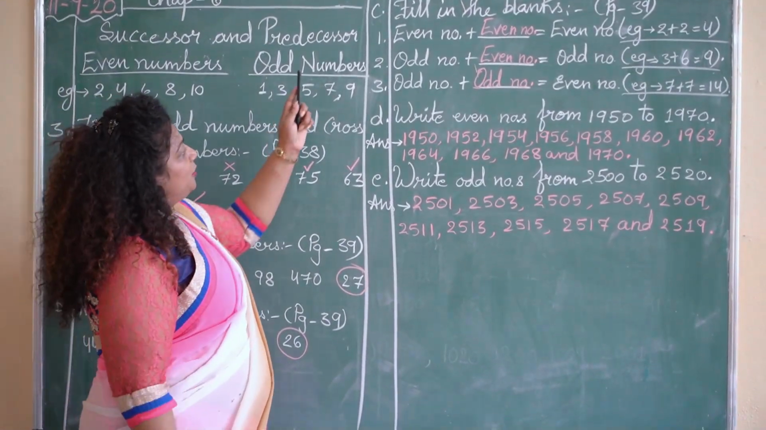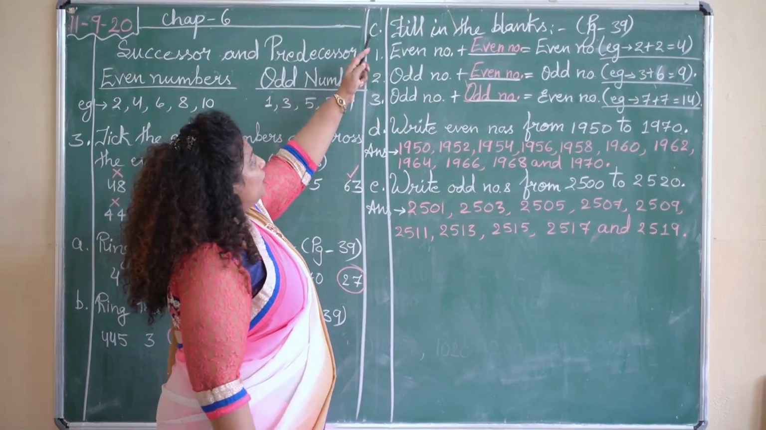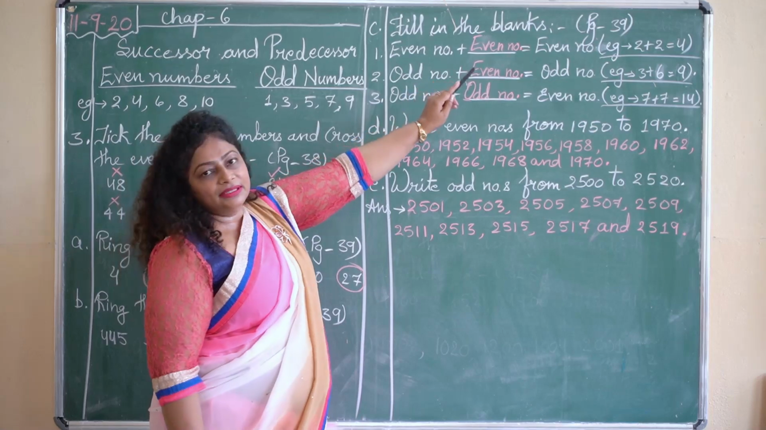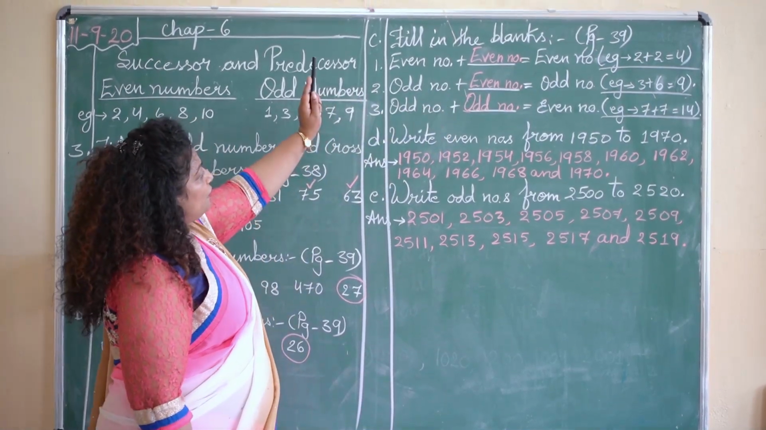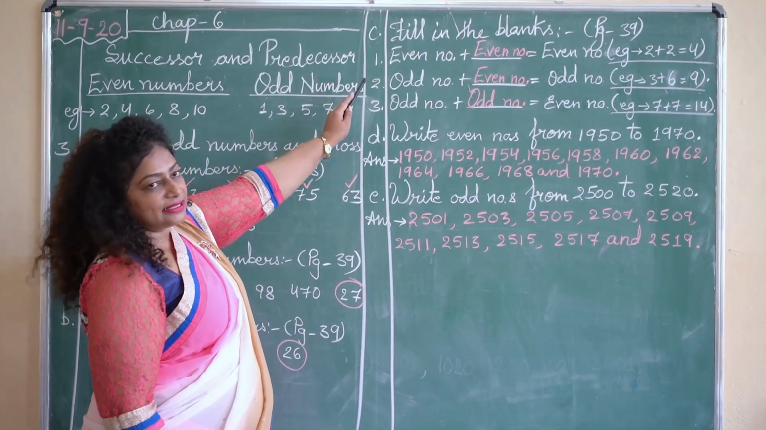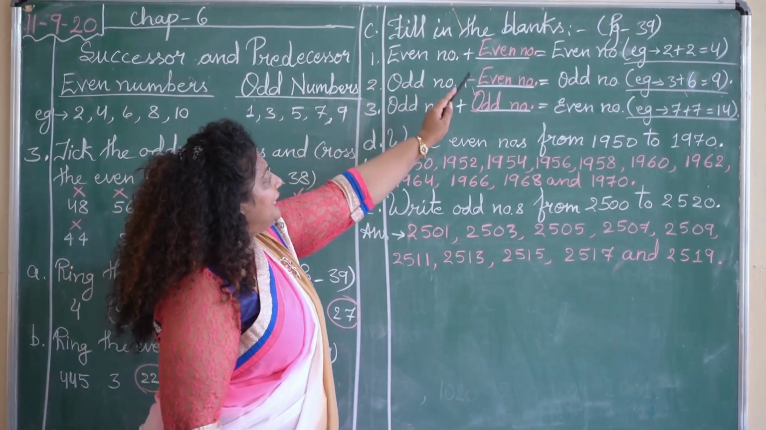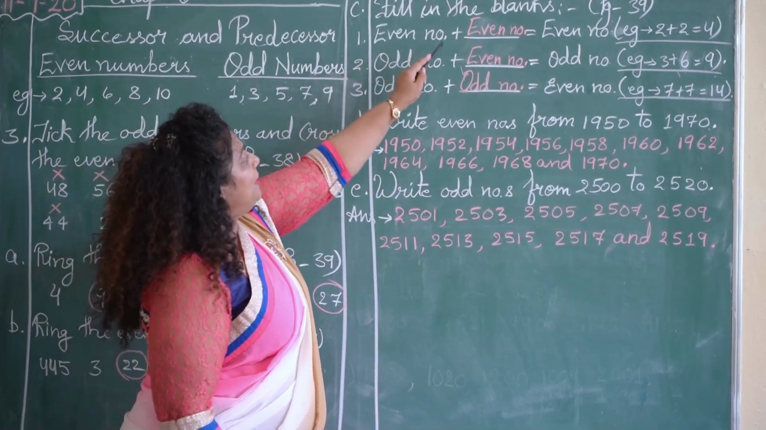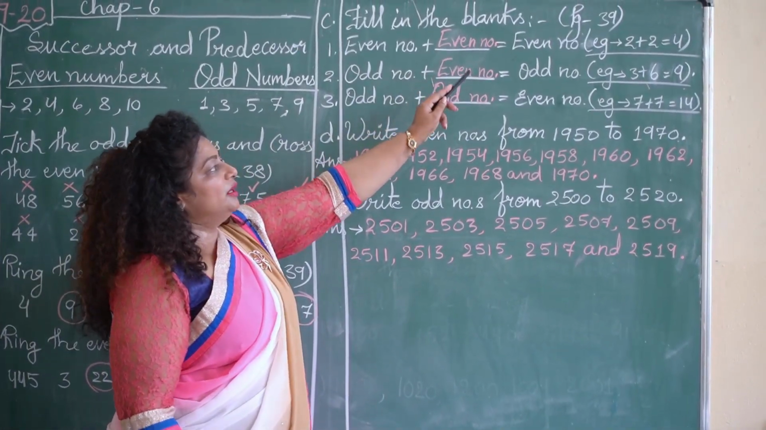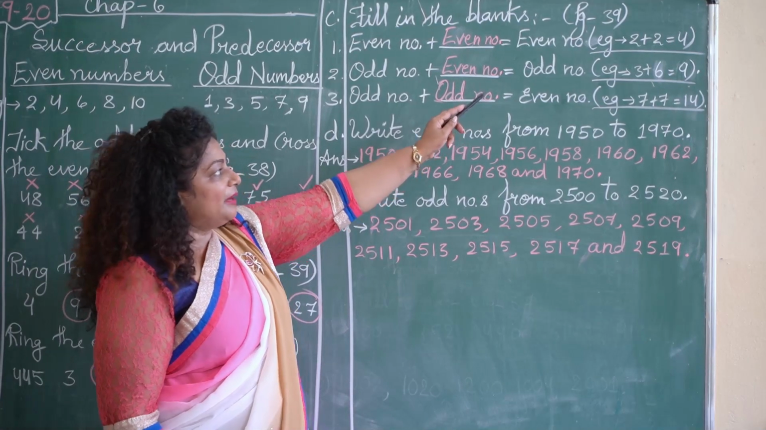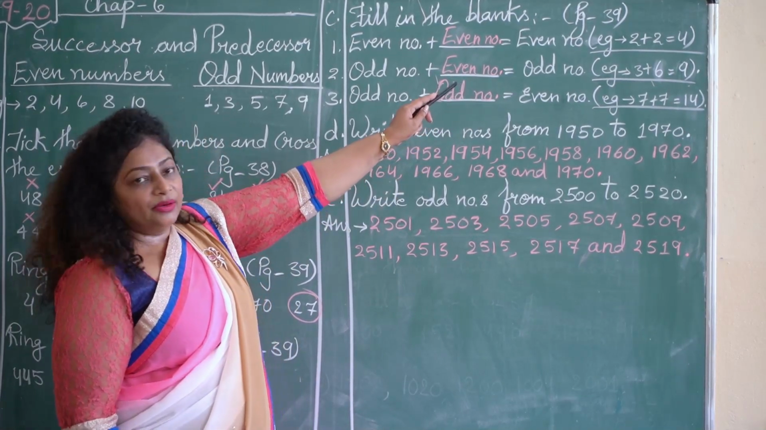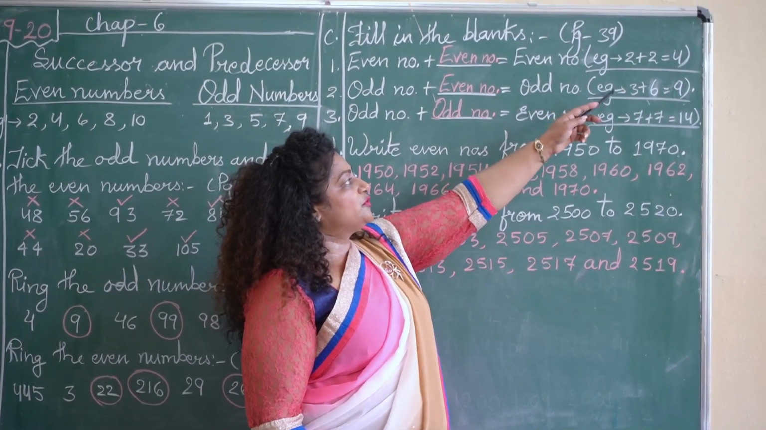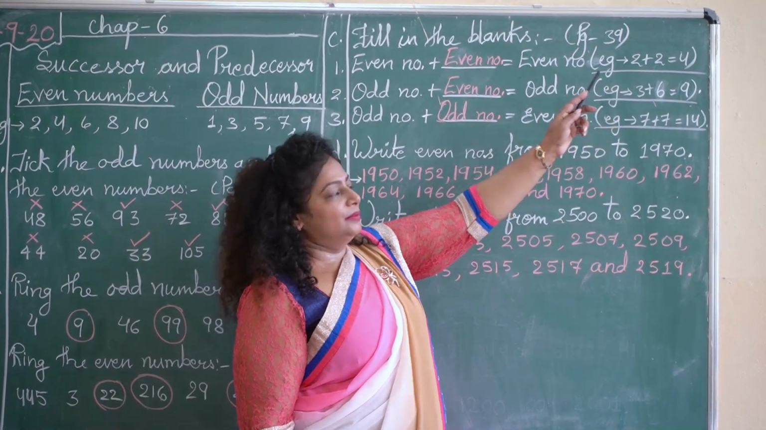Now children, let's come to the other exercise. C dot. Fill in the blanks. It is given on page number 39. Okay. The first sentence is even number plus dash is equal to even number. It means even number plus even number will give you an even number only. For example, I have given you the hint. Okay. 2 is an even number. 2 is also an even number. So 2 plus 2 is 4. That is again an even number.